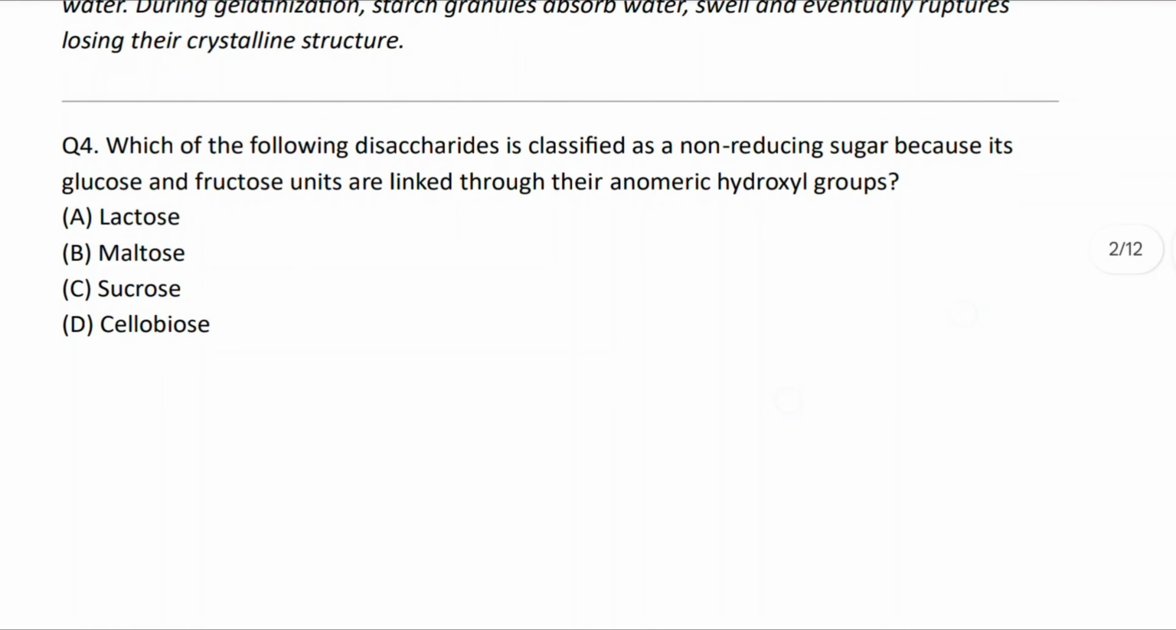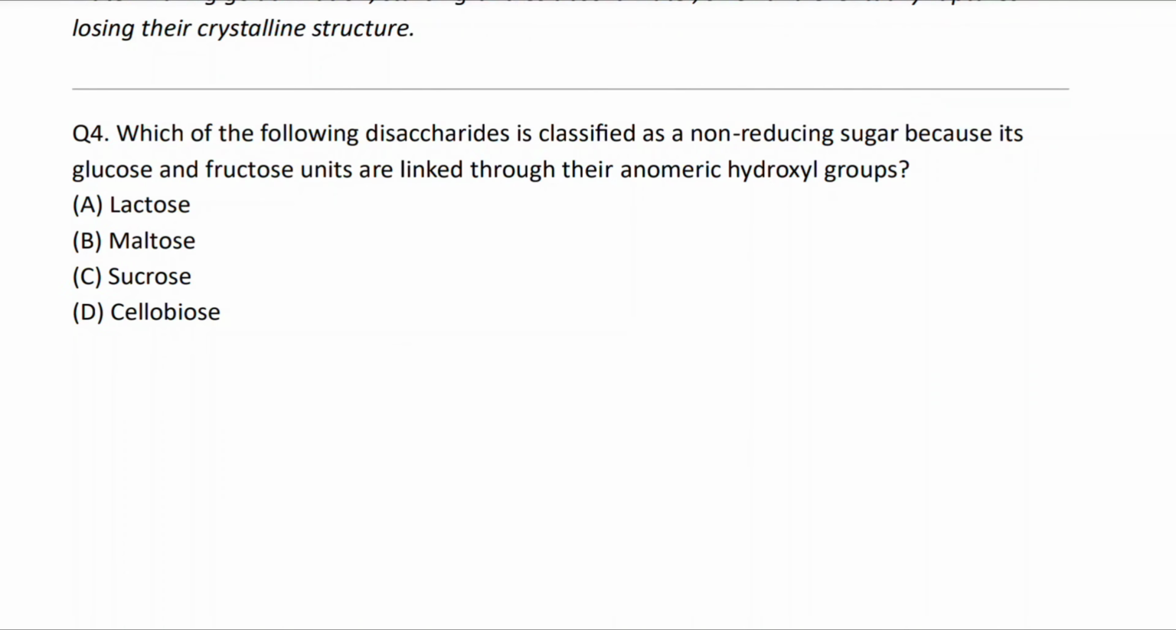So the next question is, which of the following disaccharides is classified as a non-reducing sugar because its glucose and fructose units are linked through their anomeric hydroxyl groups? So the right answer will be option C, which is sucrose. So in sucrose, the glucose and the fructose units are joined in a way that does not allow them to be reactive. So that's why this particular disaccharide is a non-reducing sugar.